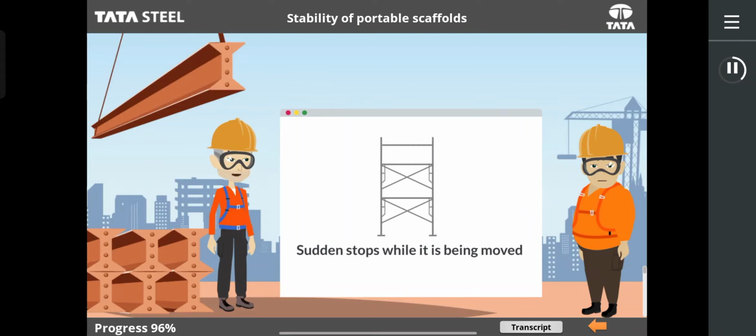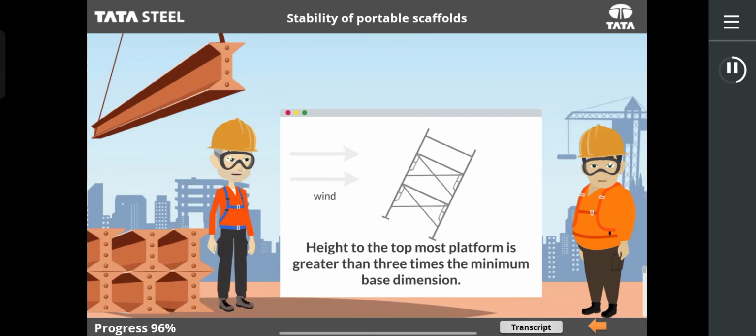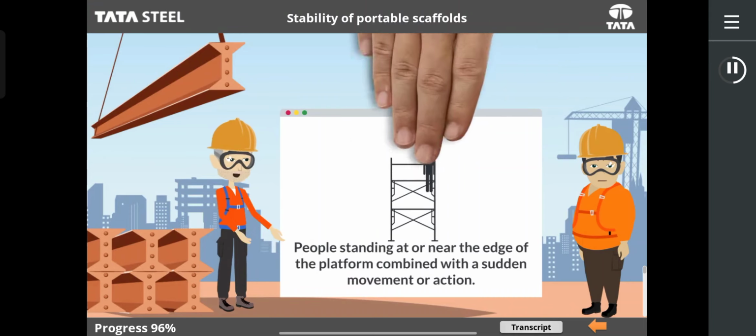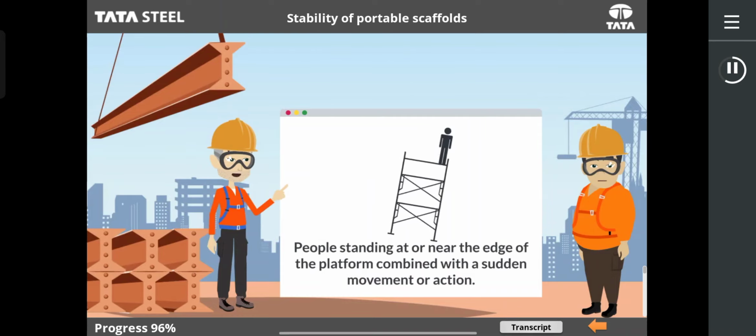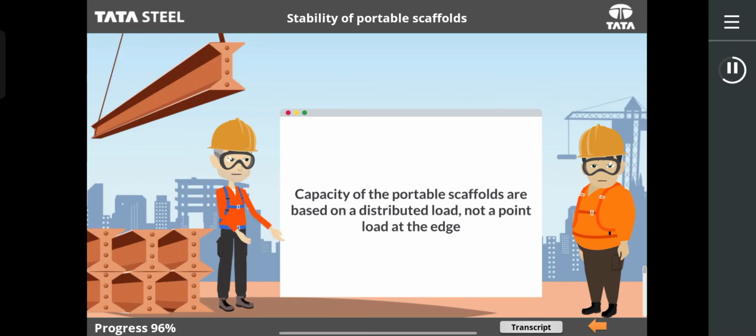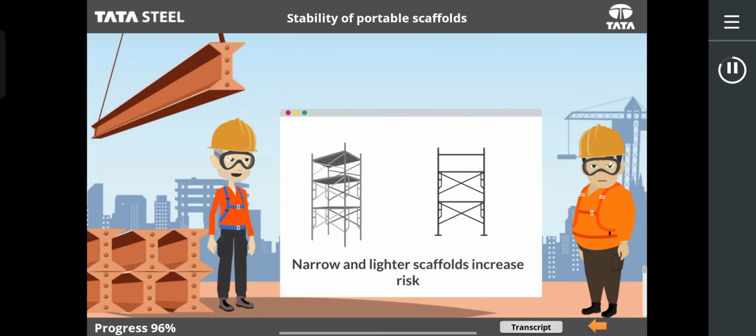The height of the topmost platform is greater than 3 times the minimum base dimension, making it unstable. People standing at or near the edge of the platform, combined with a sudden movement or action, creates a temporary high loading point. Capacity of the portable scaffolds is based on a distributed load, not a point load at the edge. This means overturning can occur even when the design load capacity of the platform is not exceeded. The narrower and lighter the scaffold, the more likely that it will tip over.